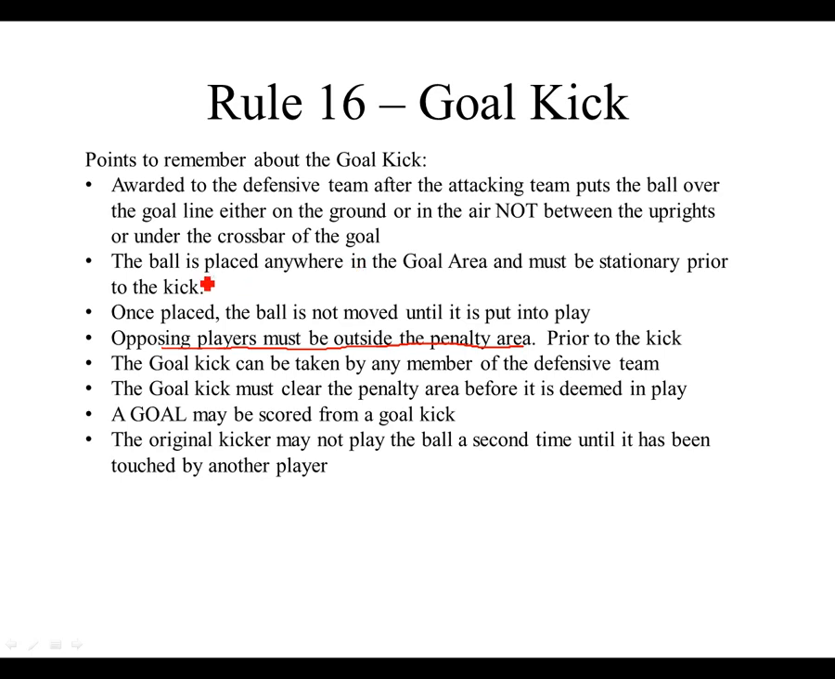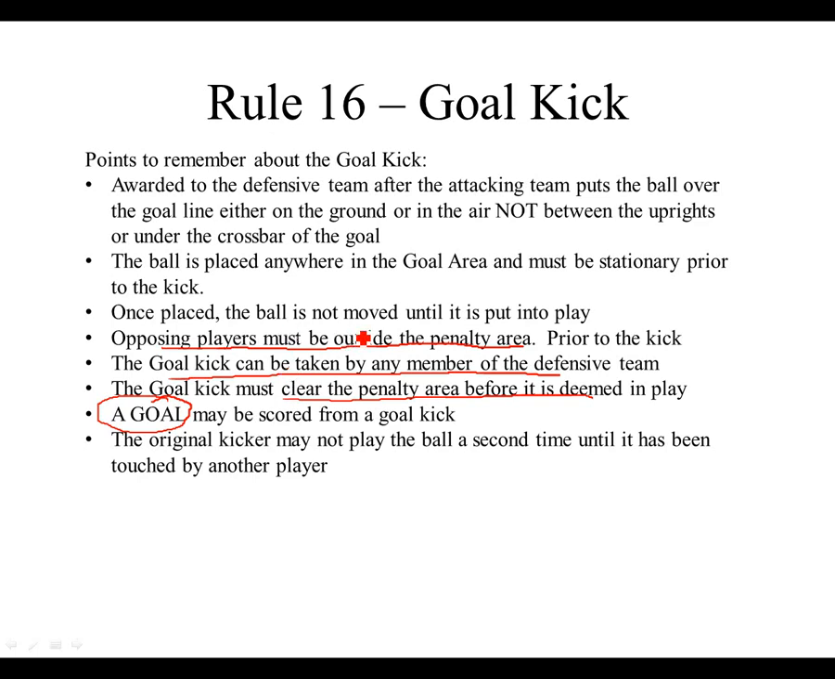A goal kick can be taken anywhere by any member of the defensive team, and it must clear the penalty area before it is deemed in play. A goal may be scored from a goal kick. Have I seen it happen? Seen it almost happen. Never seen it scored.